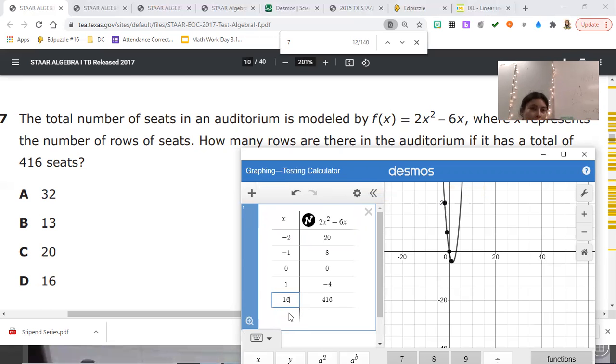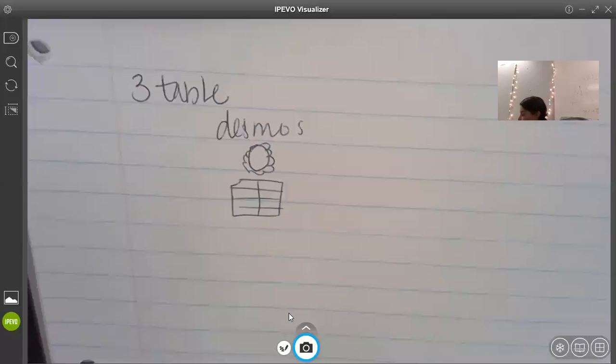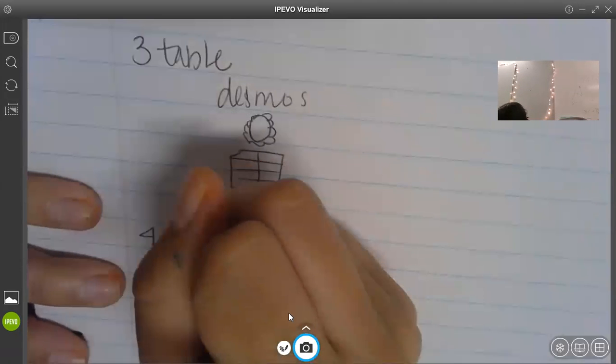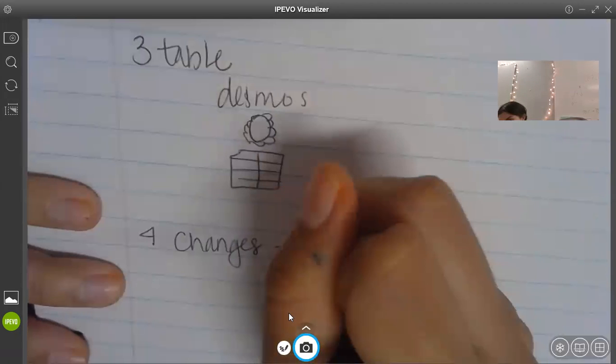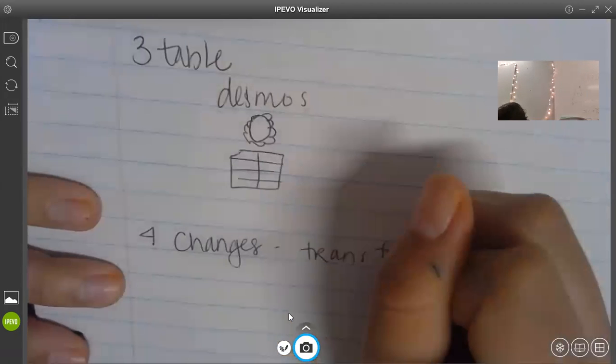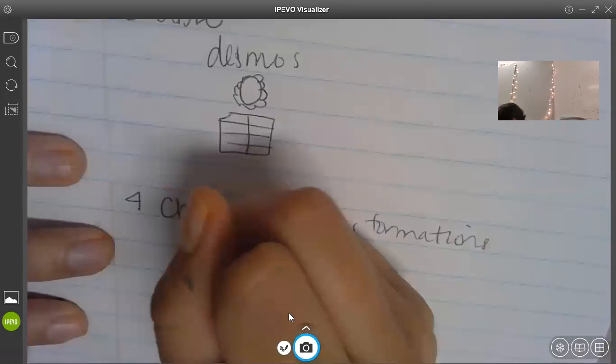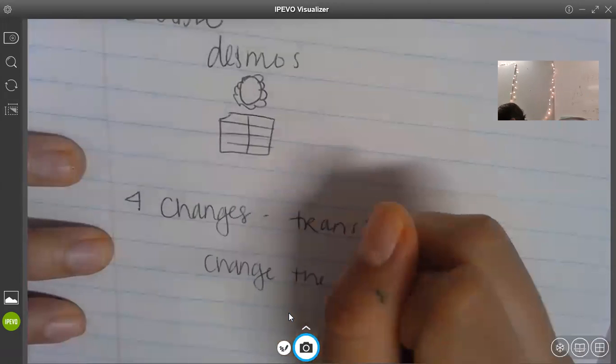One last strategy. Now, this is when you have changes, what we call transformations. What you're going to have to do is you're going to have to change the equation like it tells you in the problem, and then check the graph.